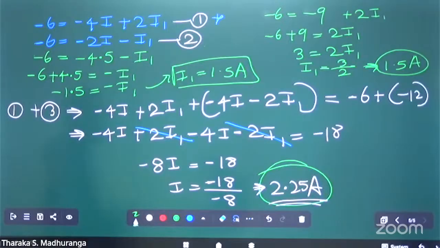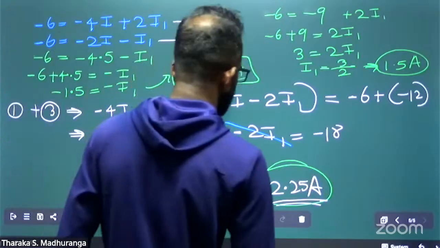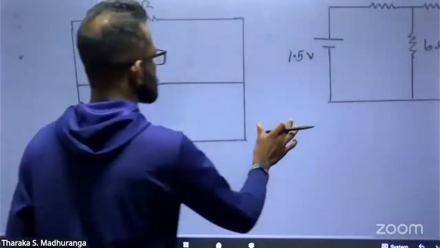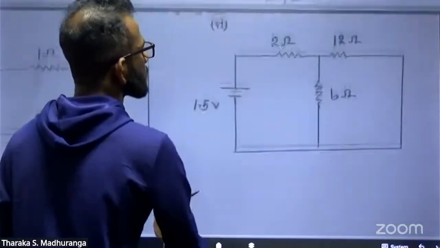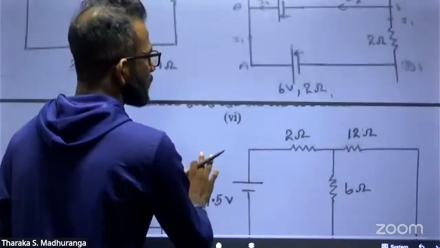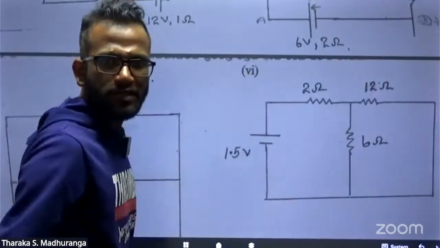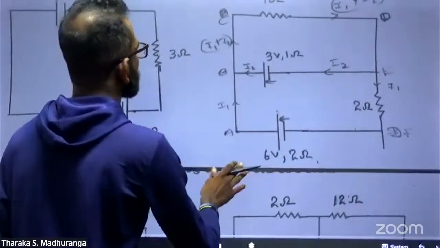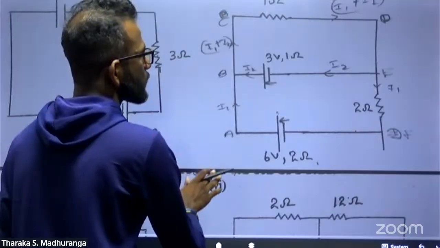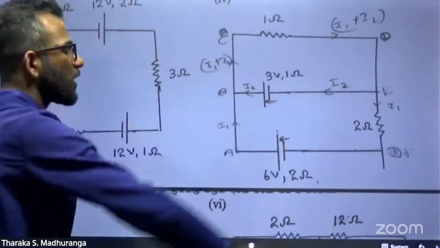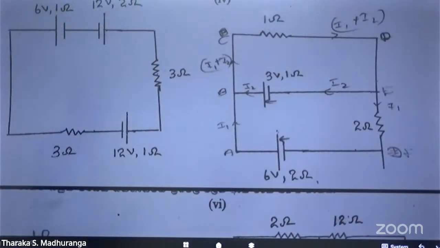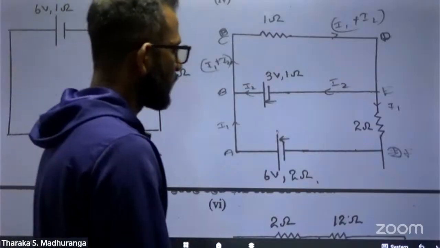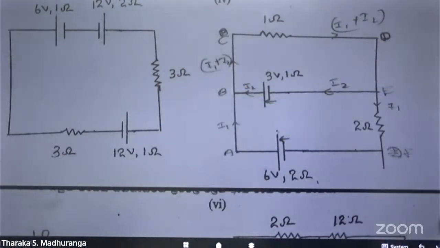Okay, any doubt? Okay, now you can go to the next question. This one is homework, the same type of question, only one cell. This is your question. I have given the current direction and the coordinates also. Now you can draw this and start your working.